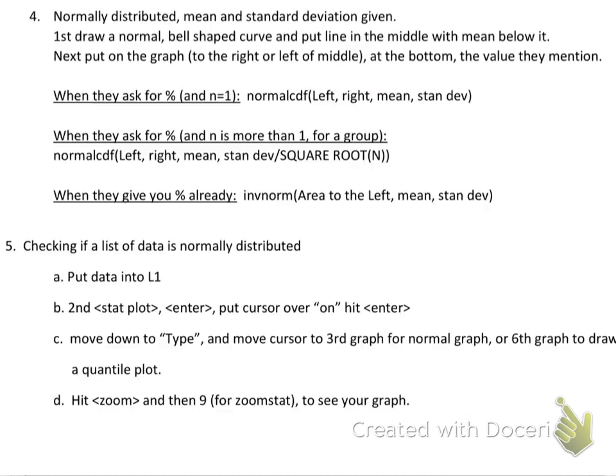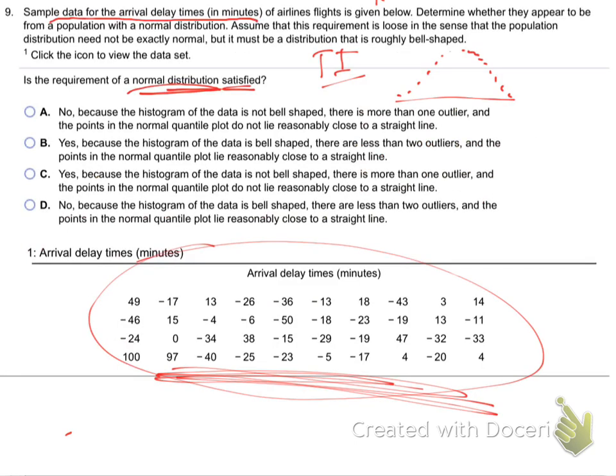Here's the instructions. Again, I'm on the exam 2 notes, which are on the Canvas course for online students, or I'll email it to you, hand it out for the students in class. All right, it's number 5. Checking if a list of data is normally distributed. Put the data in L1. So that's the first thing. Put all this in L1.